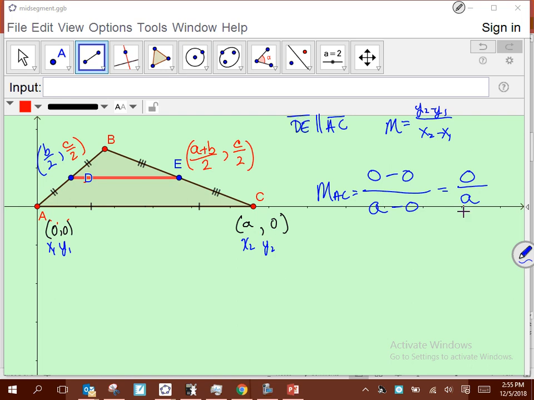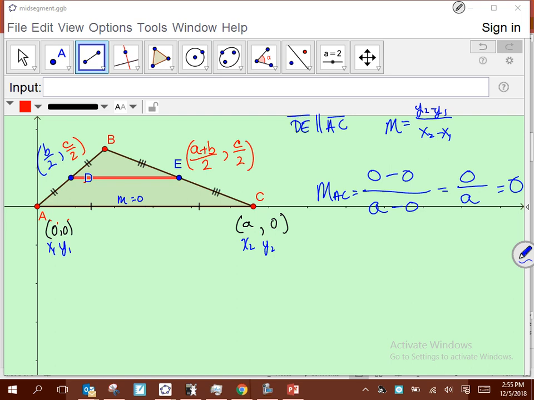What is 0 divided by any number? 0. Unless that number was 0 itself, right? Because 0 divided by 0 is an indeterminate value. It's still undefined. But hopefully we understand that A cannot be 0, because if that value was 0, wouldn't that make point C on top of point A? Does that make sense, everybody? Okay? So we do get a slope of 0 here.